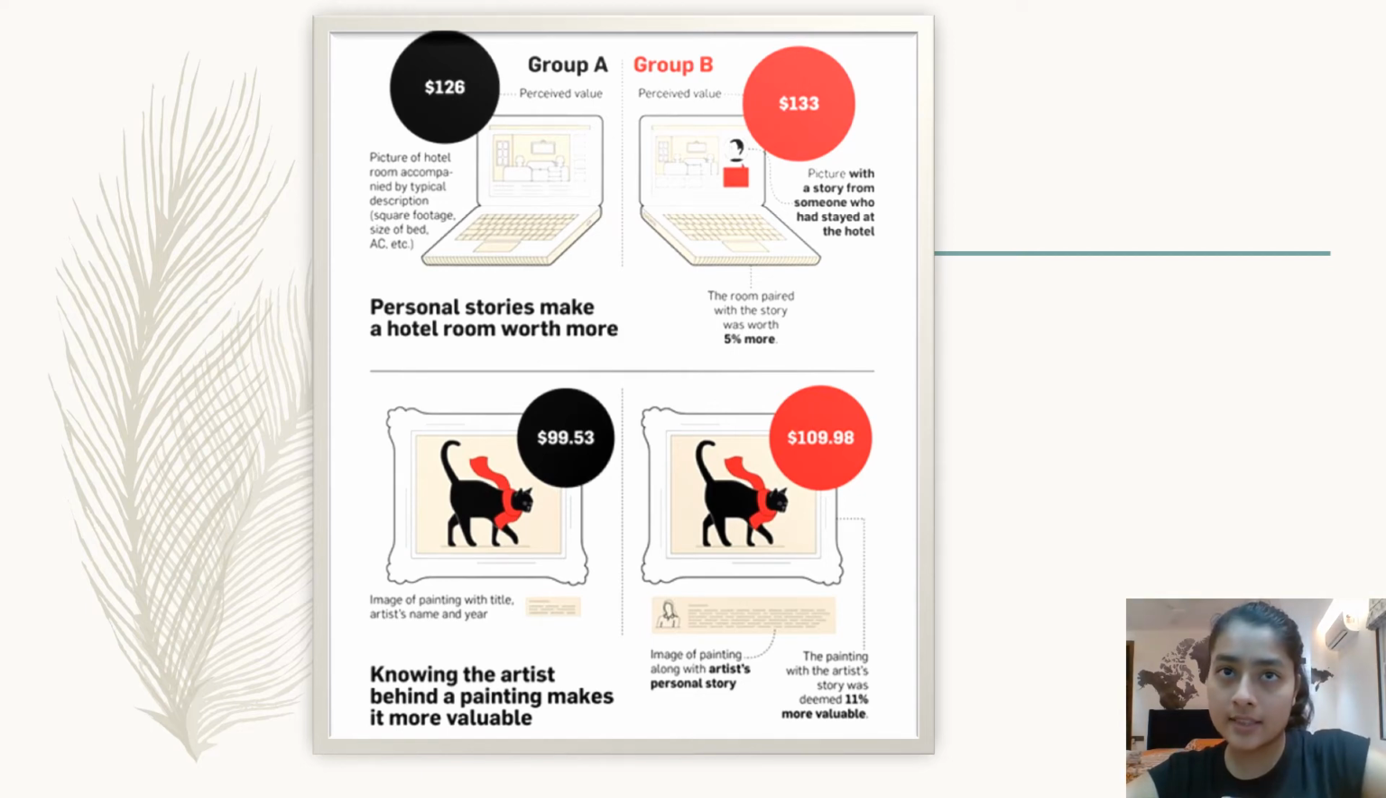Moving on to the second item, we have a painting. In the first group, the painting is sold with just the basic information: who the painter is and what the painting is. And then in the second group, it is sold with the painter's personal story. They attach the meaning of the painting and the difficulties the painter went through, and again, it's sold for a higher price.